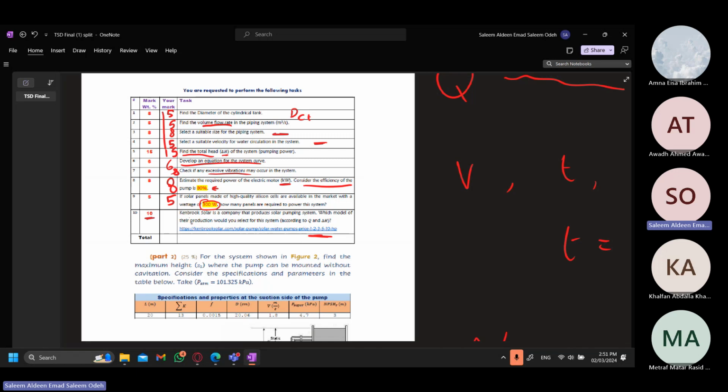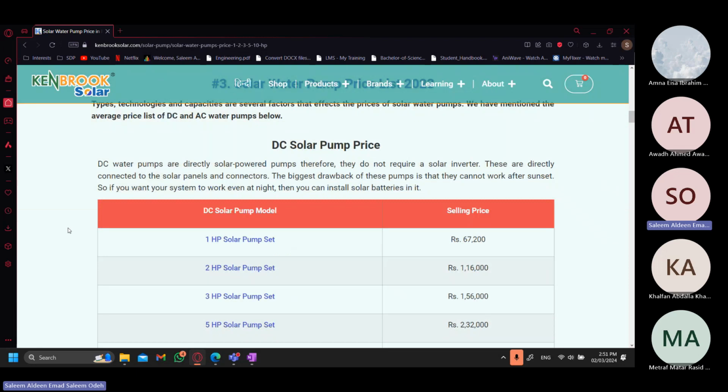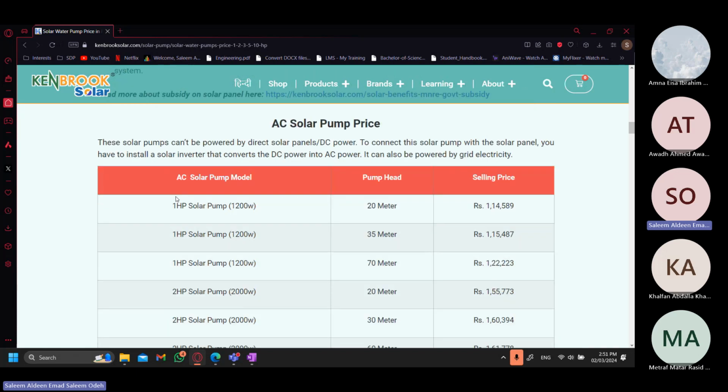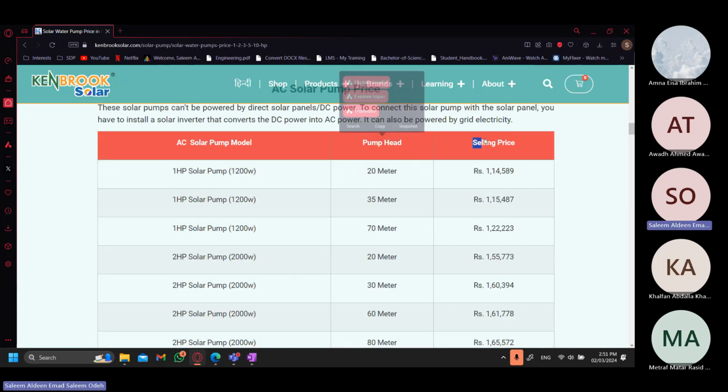It says that this company produces a solar pumping system. Which model of their production would you select for this system according to your Q and delta H? So if we go to the website, we'll go to the different solar pump prices. Now, since they have the pump head, we don't care about the price. He didn't ask us for the price. He didn't give us a range for prices, nor a specific amount of horsepower. He just asked us with our Q and delta H.